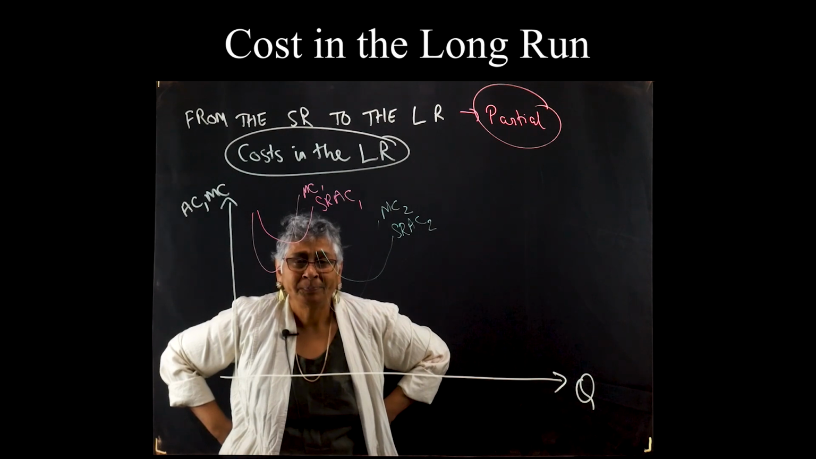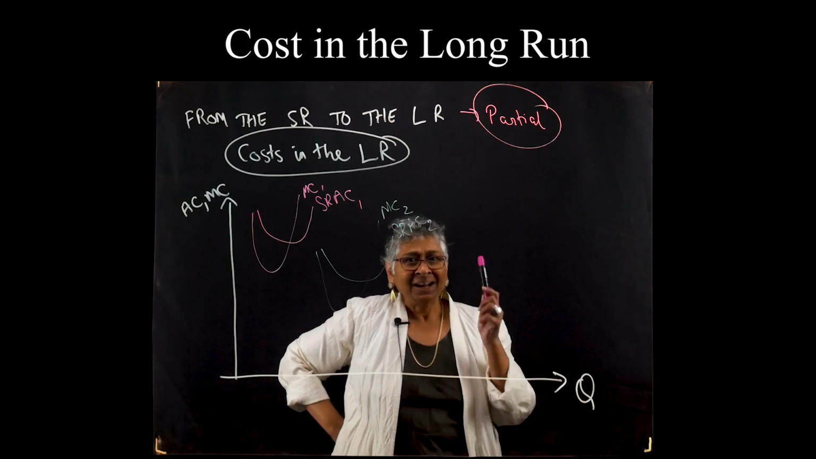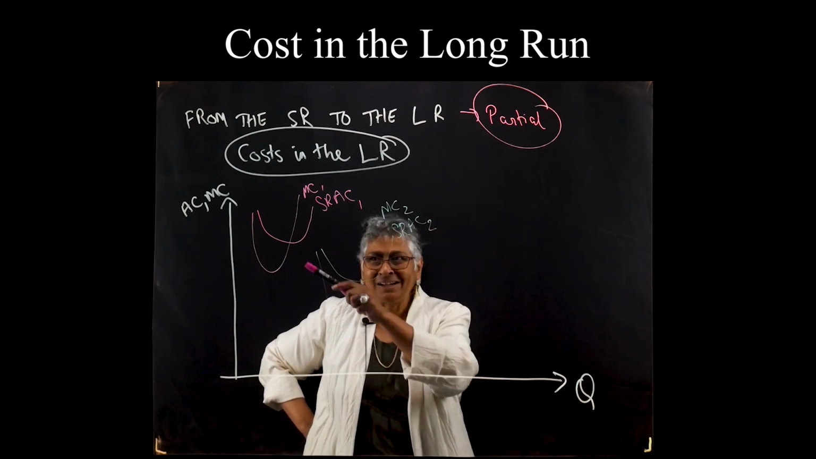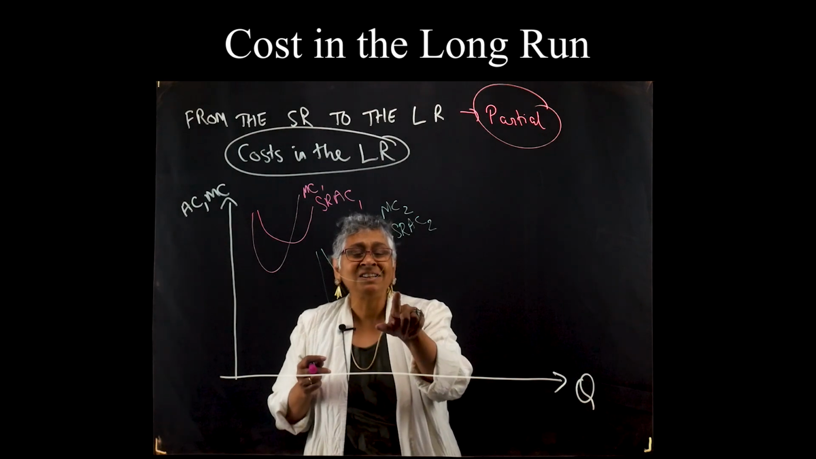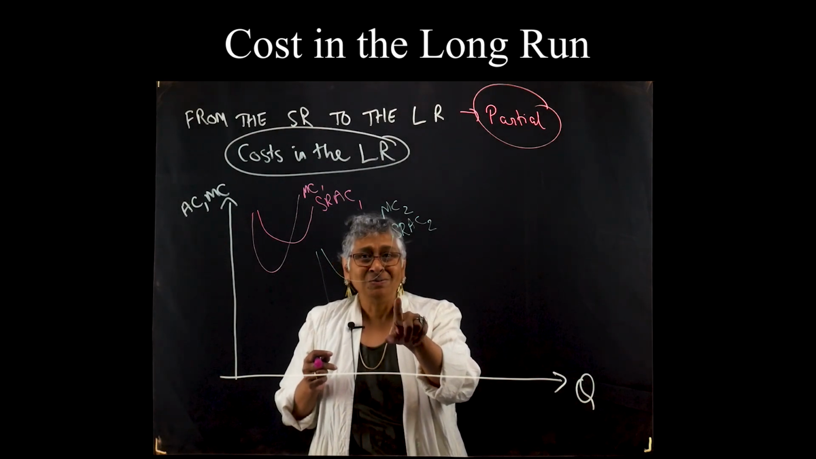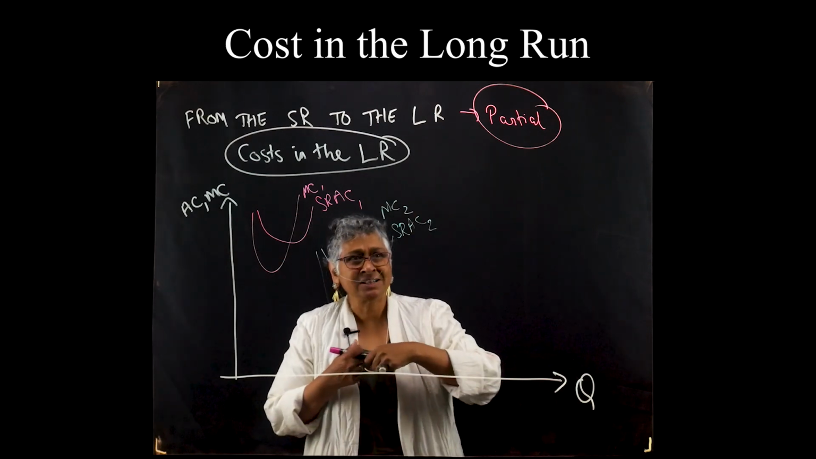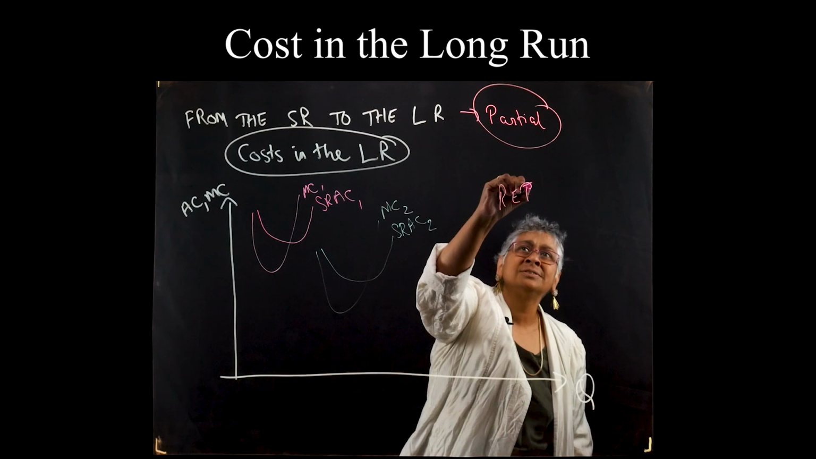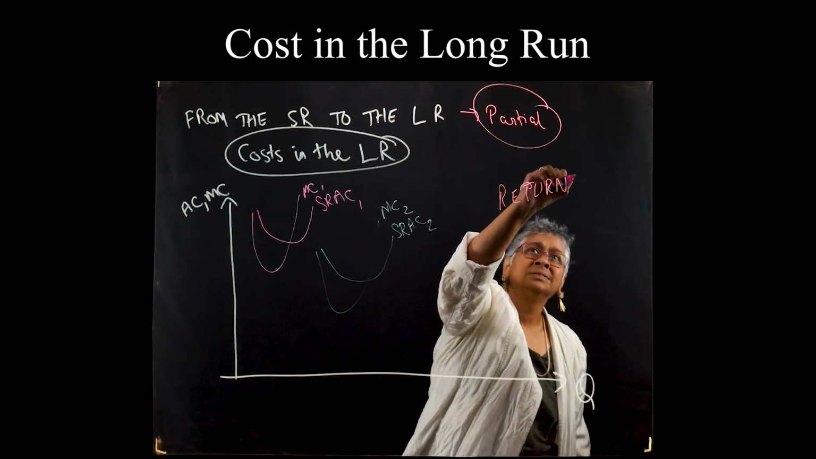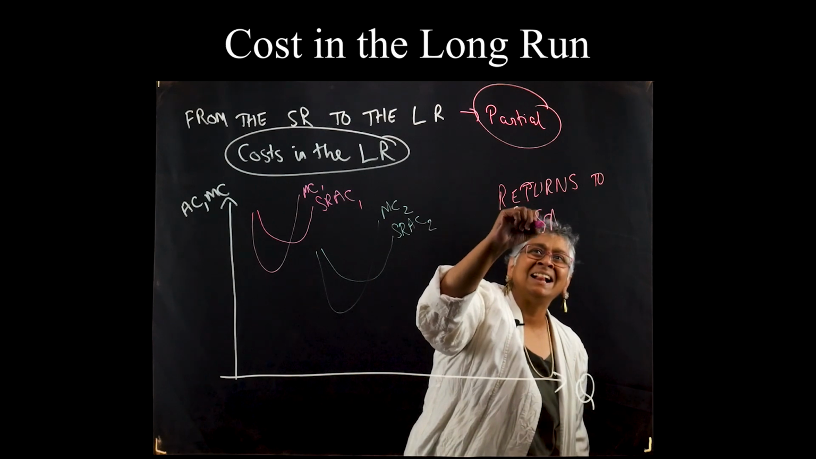Item 1. Item 2, I actually know something about this change because this is no longer returns to productivity, which is what I did for my marginal product and my marginal costs. This is returns to scale.